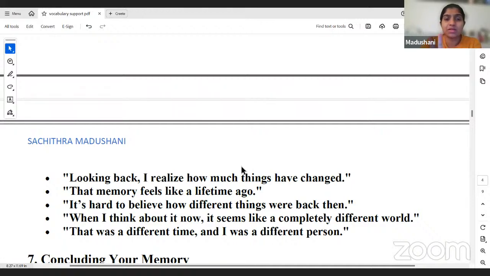So if you feel like these phrases will help you to speak, then you could make some notes about one or two phrases.